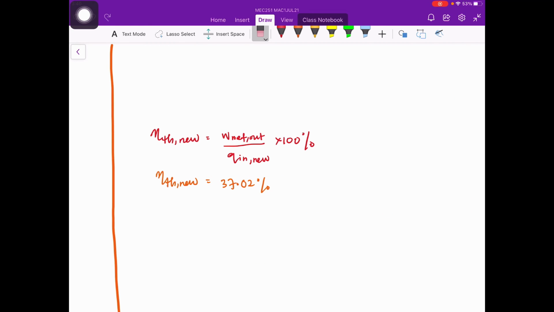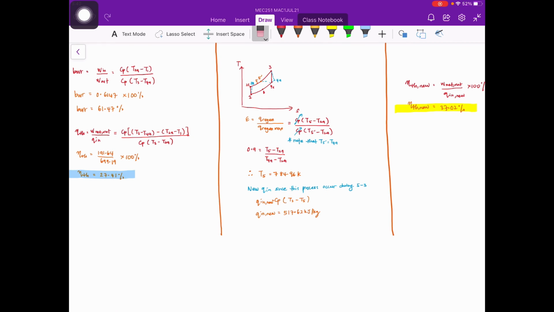And now we can determine the new thermal efficiency for this Brayton cycle with regeneration. So if you substitute all the necessary values and you calculate, you are going to get the new thermal efficiency equal to 37.02%. Alright, so now we have two values for the thermal efficiency. This value is for the simple Brayton cycle, and this thermal efficiency is referring to the Brayton cycle with regeneration.